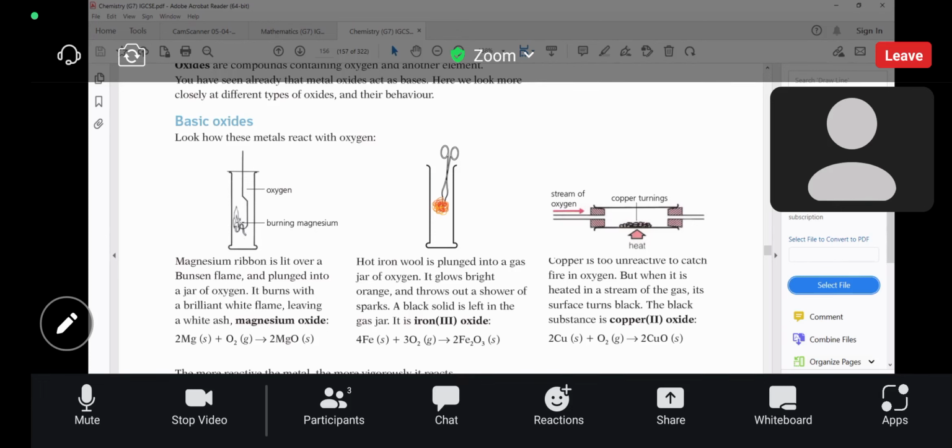Have you seen magnesium in the laboratory? It's like a folded stripe of paper, right? Again, magnesium ribbon is lit over a Bunsen flame and plunged into the jar of oxygen. It burns with a brilliant white flame, leaving a white ash, magnesium oxide.